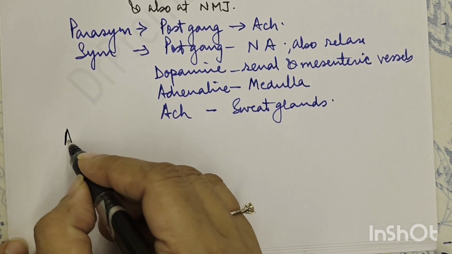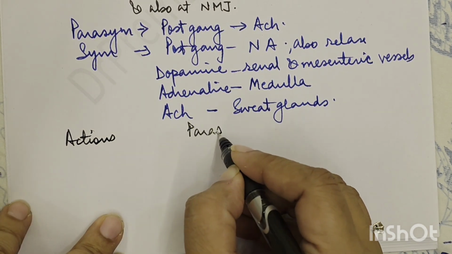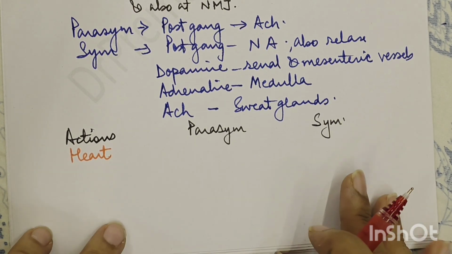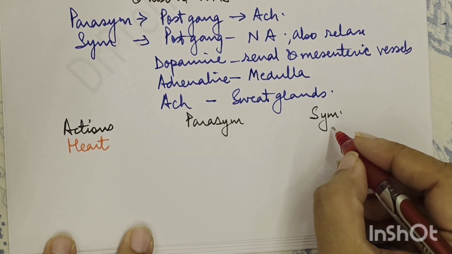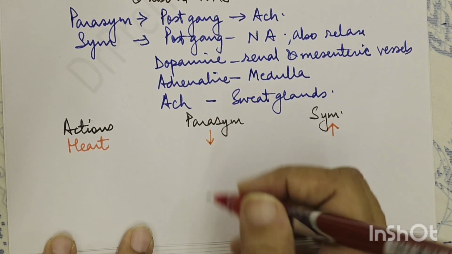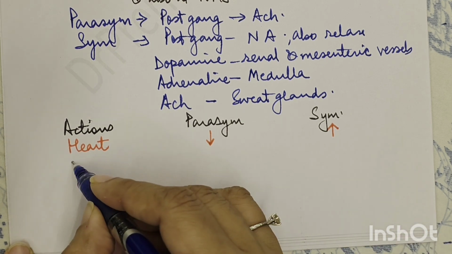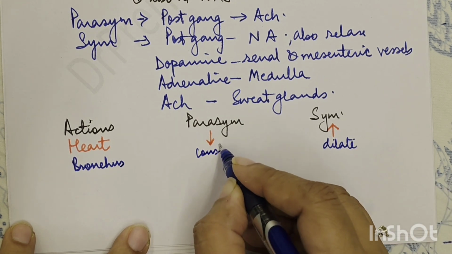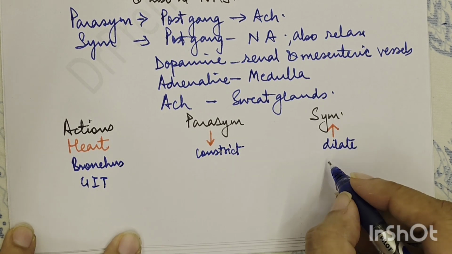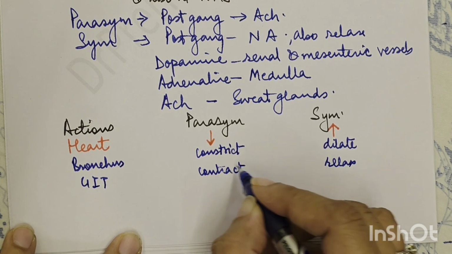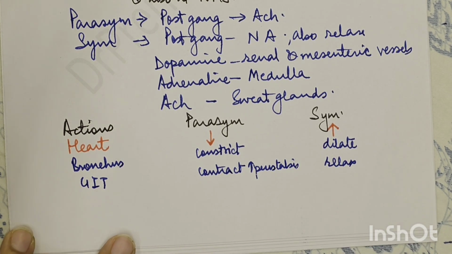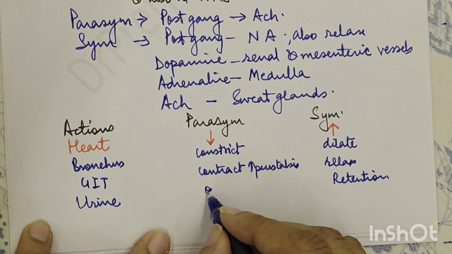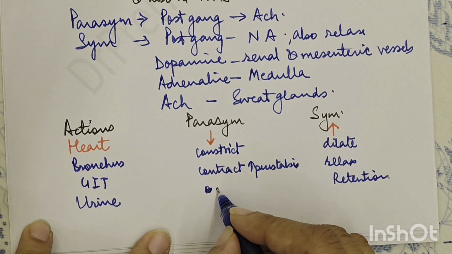Now let's see the actions of parasympathetic versus sympathetic. The first action is on the heart; this is a very gross, simpler level understanding of action. On the heart, sympathetic will always increase the contraction while parasympathetic decreases. Rest all, parasympathetic increases, sympathetic decreases. For example, on the bronchus, sympathetic dilates and parasympathetic constricts, right? In the GIT, sympathetic relaxes the bowel, while parasympathetic contracts and increases peristalsis, right? Then urine: sympathetic causes retention, while parasympathetic causes voiding, that is, it relieves retention, right?